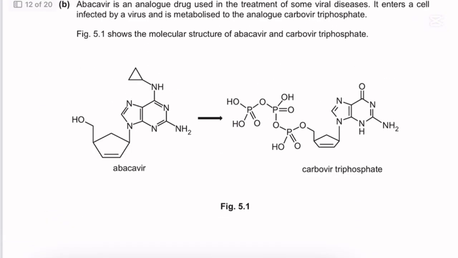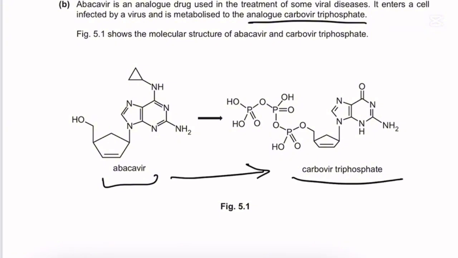This brings me on to B. Okay, so it's an analog drug used in the treatment of some viral diseases. It enters a cell infected by the virus and is metabolized to the analog, carbovir triphosphate. So basically it is metabolized to this guy. So this over here is an analog drug, which is basically a nucleotide analog, and then it's going to be metabolized by the virus into this analog. Okay, so again, it's a drug and it's going to be entering the cell infected by a virus, and it's metabolized to this guy, and this shows the molecular structure of this guy and the carbovir.